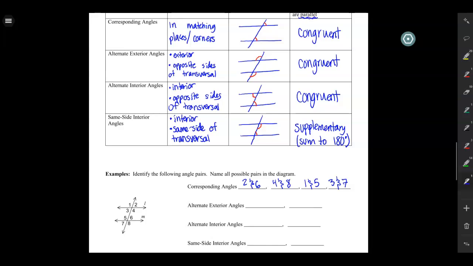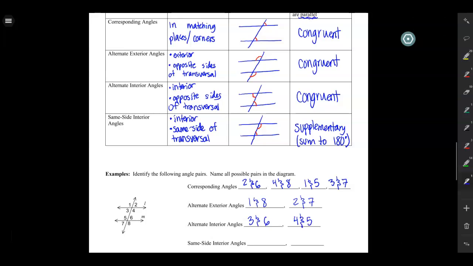All right, alternate exterior angles. Here we're just going to be looking at the exterior angles, so 1, 2, 7, and 8. And we're pairing them up based on the ones that are on alternate sides of each other. Angle 1 and angle 8 would be alternate exterior angles. And then angles 2 and 7 would also be a pair of alternate exterior angles. Alternate interior angles. Now we're just looking at the interior, which is the angles 3, 4, 5, and 6. My alternate interior angles are 3 and 6, and 4 and 5.